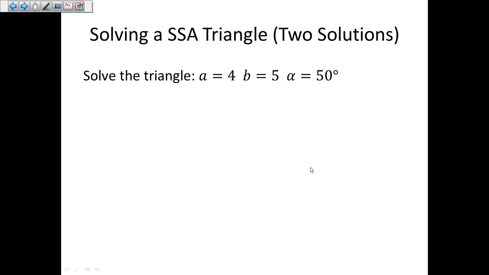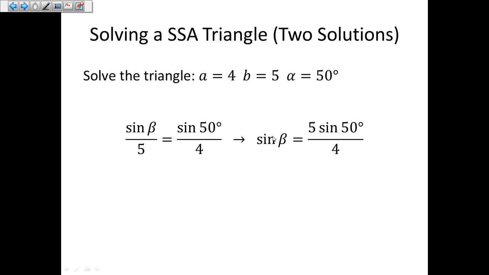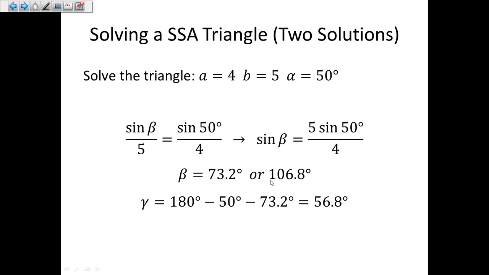Now let's take a look at a side-side-angle triangle where there's two possibilities. I find my sine beta, and that means that my calculator spits out 73.2 degrees. I find this angle by going 180 minus 73.2 degrees. When I find gamma with both of those angles for beta, they both give me positive angles. That's why there's two solutions. This and this work.